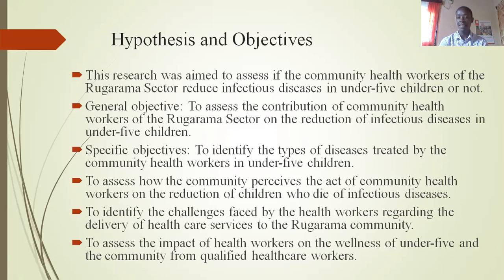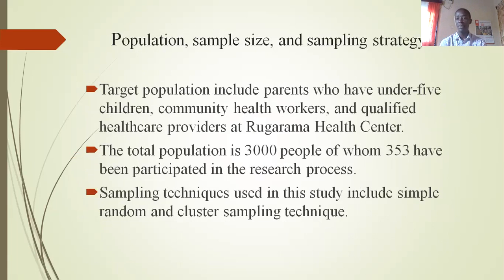Let's move on to another section, which is population, sample size, and sampling strategy. The target population in this research includes parents who have under 5 children, community health workers, and qualified healthcare providers at Rugarama Health Center. The total population of this research was 3,000, of whom 153 participated in this research. Sampling techniques used in this study include simple random sampling, which was used for the mothers who have under 5 children because they have the same chance to participate in this research. And the cluster sampling technique grouped people depending on their responsibilities, especially the community health workers and qualified healthcare providers from Rugarama Health Center.